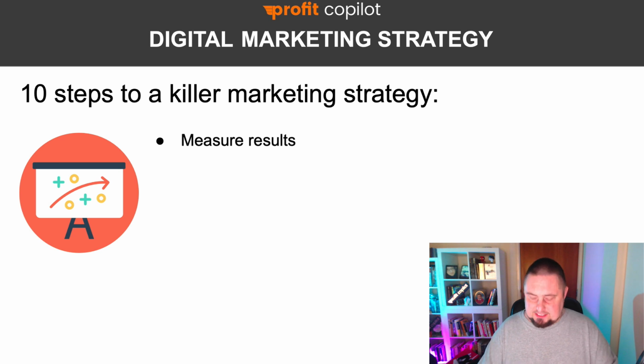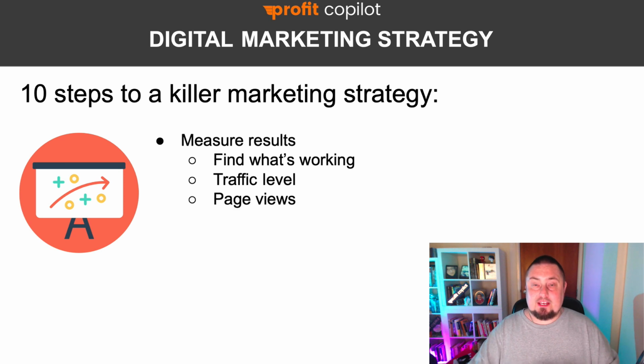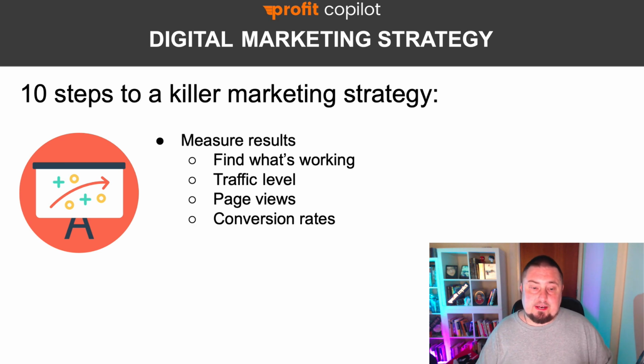So what do you need to pay attention to? You got to find out what's working. So this stuff should be pretty obvious. So to find out what's working, you look at your traffic level, you look at your traffic sources and see which ones are performing best for you. Then you look at your page views, you look at which content is performing best. You have an idea of really what's working well for you.